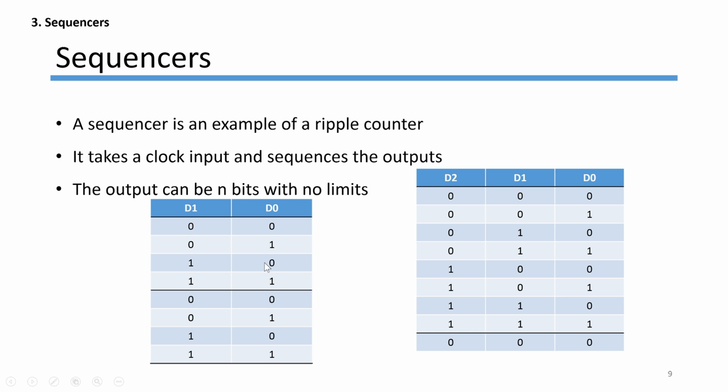Now, if you look at the two tables over here, we have two examples of truth tables of a sequencer: a 2-bit sequencer and a 3-bit sequencer. Notice that it just sequences through counting order: 0,0, 0,1, 1,0, 1,1, and then returns to 0,0. Similarly, with a 3-bit sequencer, it goes from 0,0,0 all the way to 1,1,1, and then resets to 0,0,0.